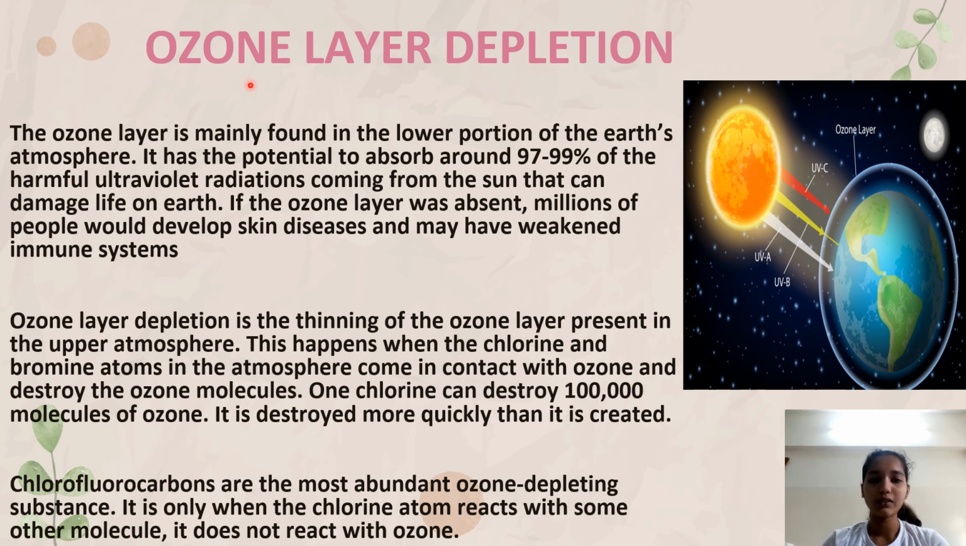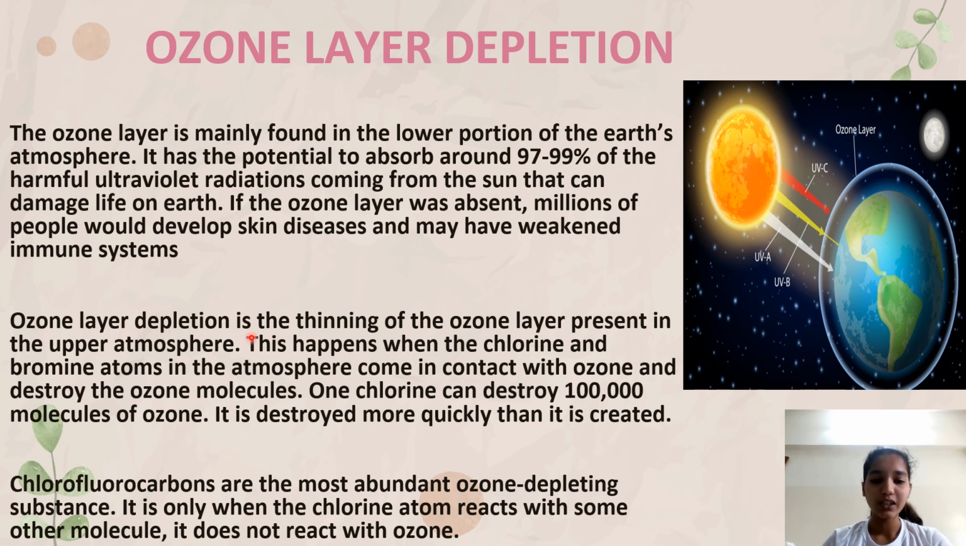The next topic is ozone layer depletion. The ozone layer is mainly found in the lower portion of Earth's atmosphere. It has the potential to absorb around 97 to 99% of the harmful ultraviolet radiation coming from the sun that can cause damage to life on Earth. If the ozone layer was absent, millions of people would develop skin diseases and may have weakened immune systems.